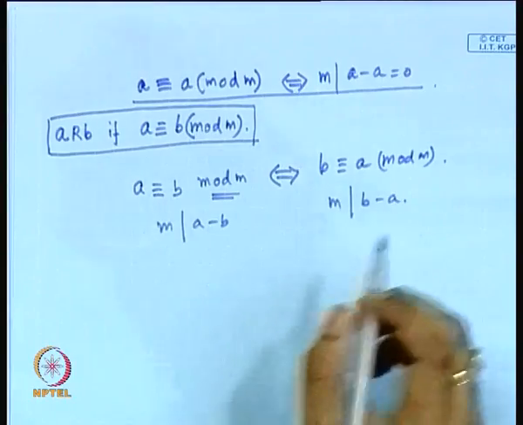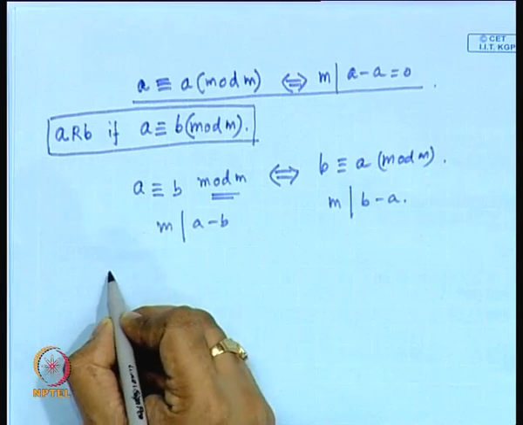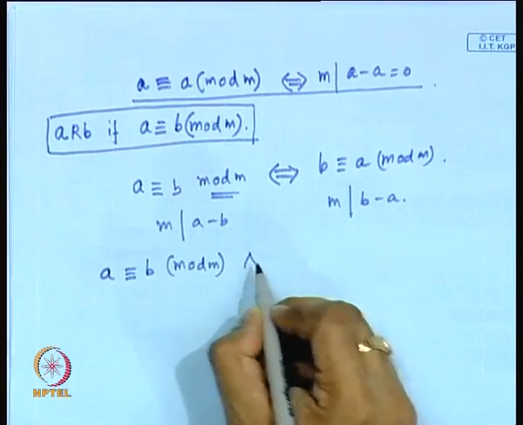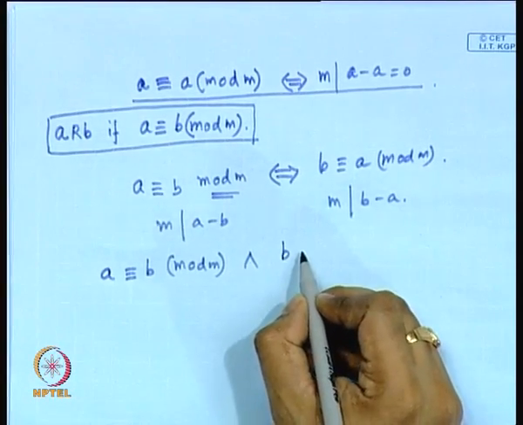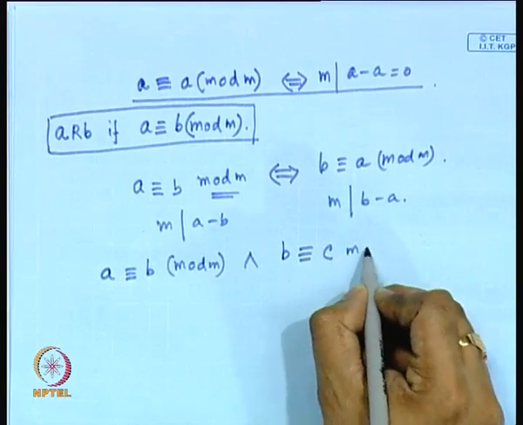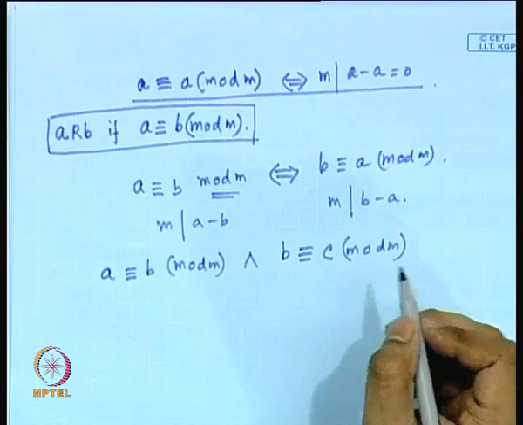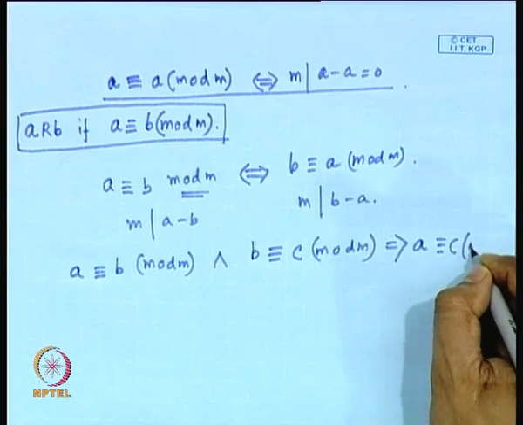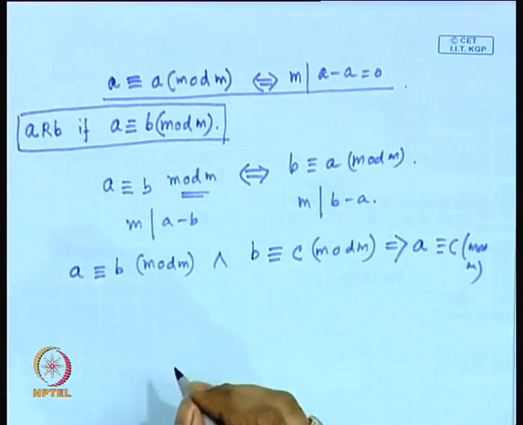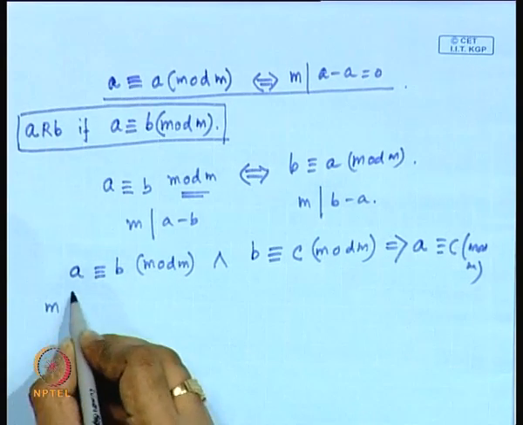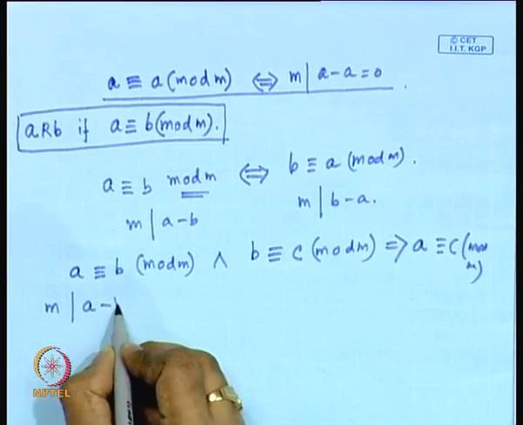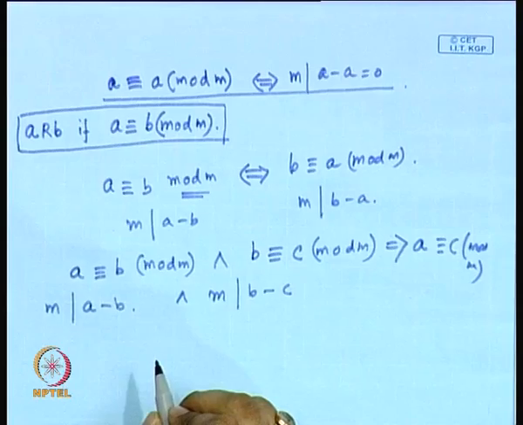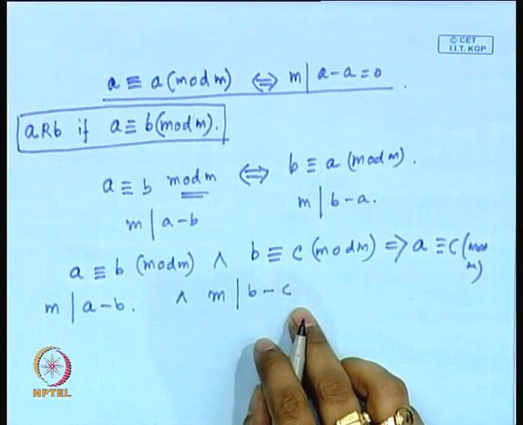What about transitivity? So you see that it's also transitive. Why? Now because if A is related to B mod M, and I tell you that B is congruent to C mod M, then this implies that A is congruent to C mod M. Why? Now because you see that M divides A minus B, and M divides B minus C. So from there we can conclude that M also divides A minus C.